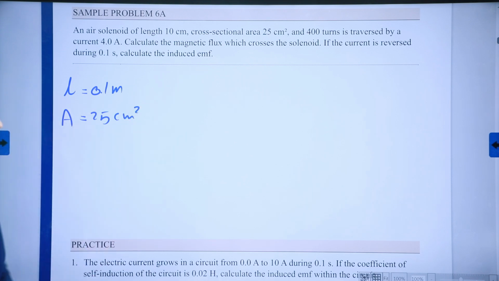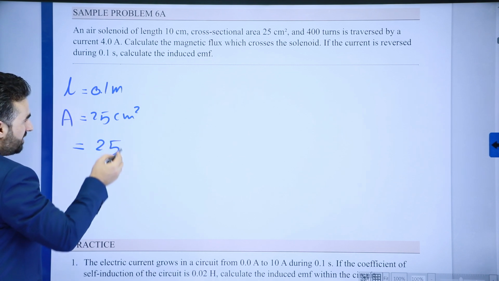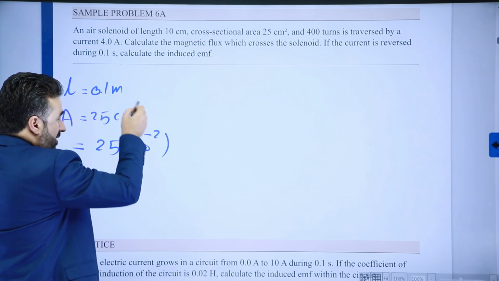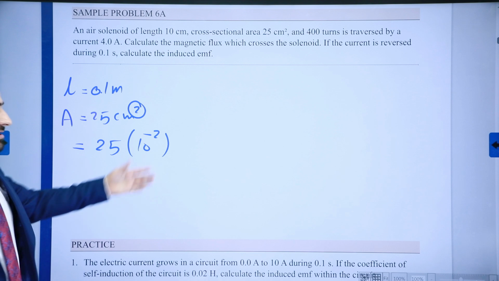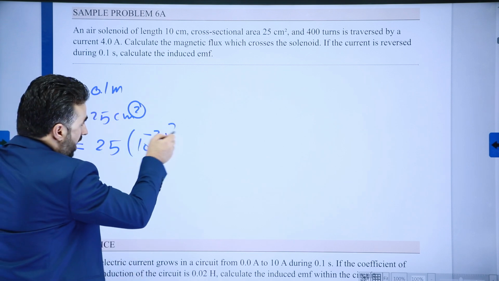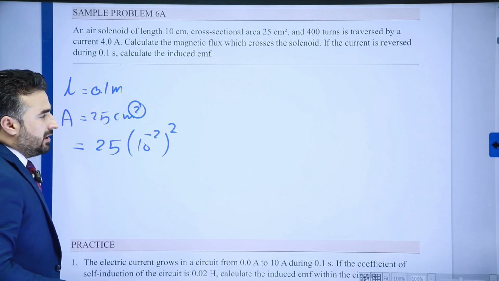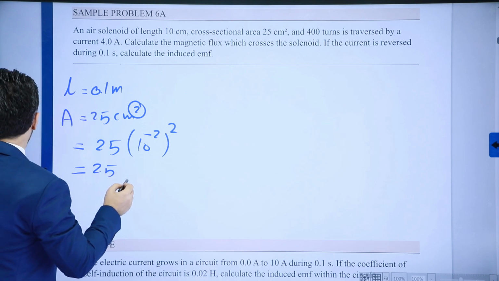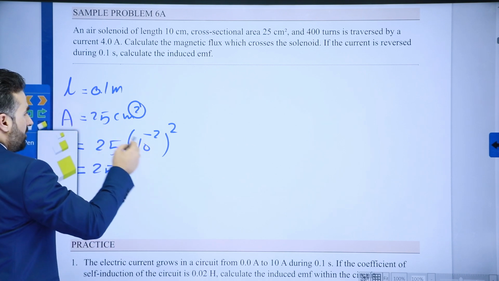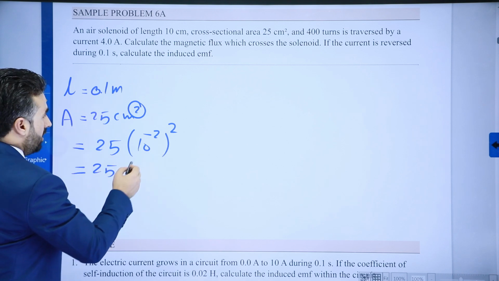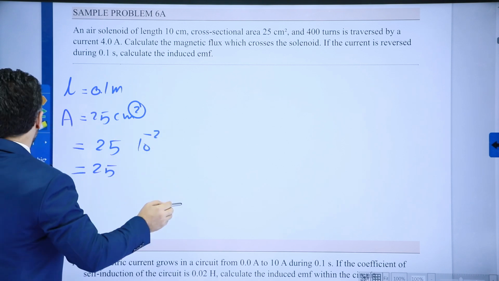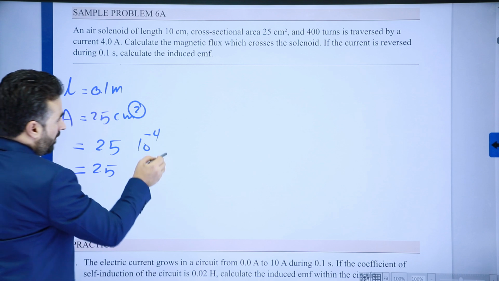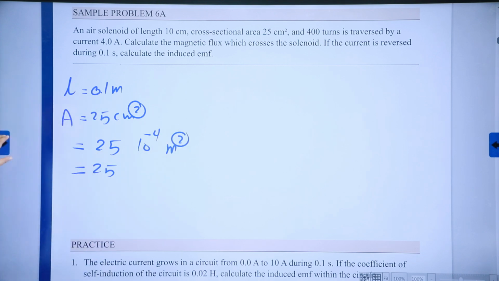So how do we convert this one to meter squared? Remember this, we're going to write 25 as it is, but then centimeter squared is almost like 10 negative 2, but remember, centimeter to meter, that is 10 to the power negative 2, yeah? But because we have squares, you're going to square this one. So in this case, it becomes 25 times 10 to the power negative 4. Meter squared, because it is still area here.